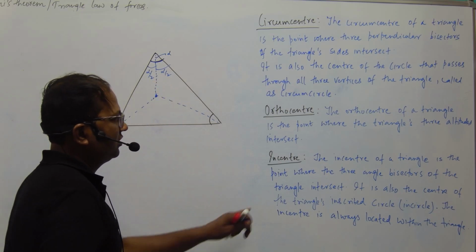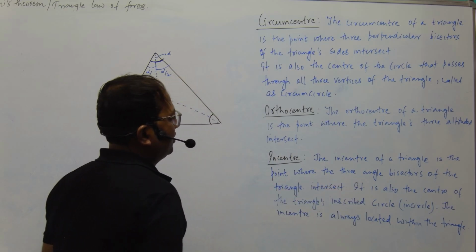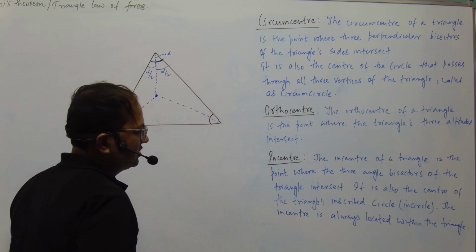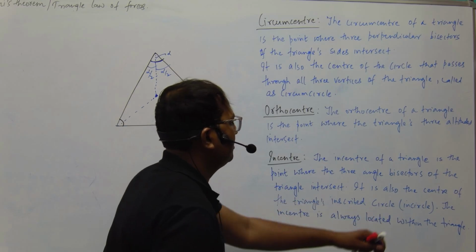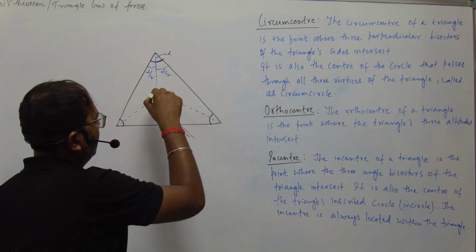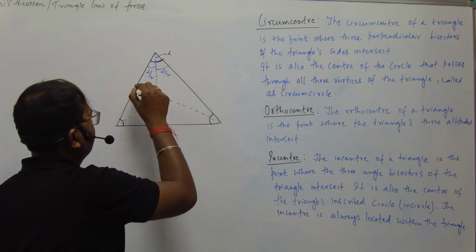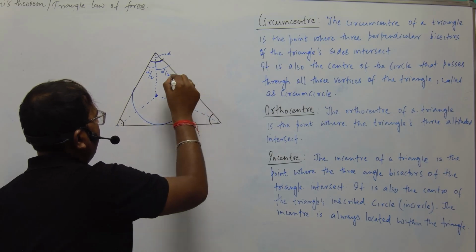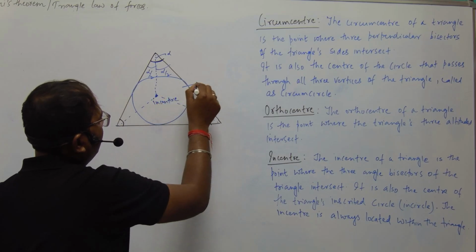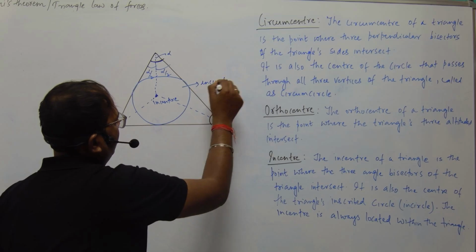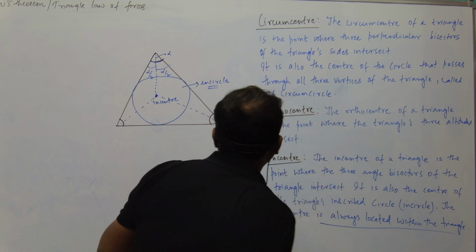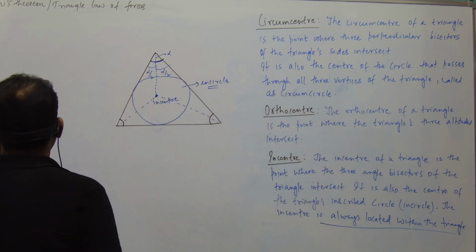This is our incenter. The incenter of a triangle is the point where the three angle bisectors of a triangle intersect. It is also the center of the triangle's inscribed circle, the incircle, and the incenter is always located within the triangle. So let us draw a circle keeping this as the center. This is our incenter and this is the incircle, and the incircle is always located within the triangle. These are the concepts that are required for solving such type of questions.